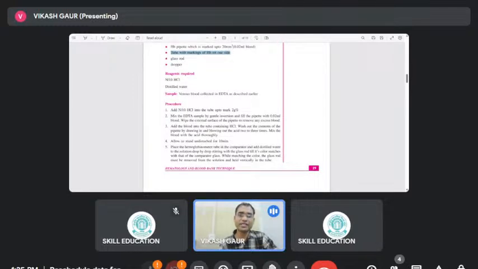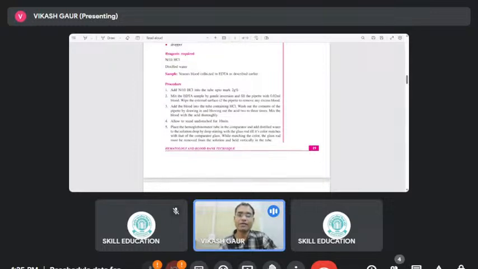So N/10 HCl is required, distilled water is required, and venous blood collected in EDTA is required. First, add N/10 HCl into the tube up to the mark 2 percent. Mix the EDTA sample by gentle inversion, with the help of an RBC pipette add the blood into the tube containing HCl, and wash out the content of the pipette by drawing in and blowing out.